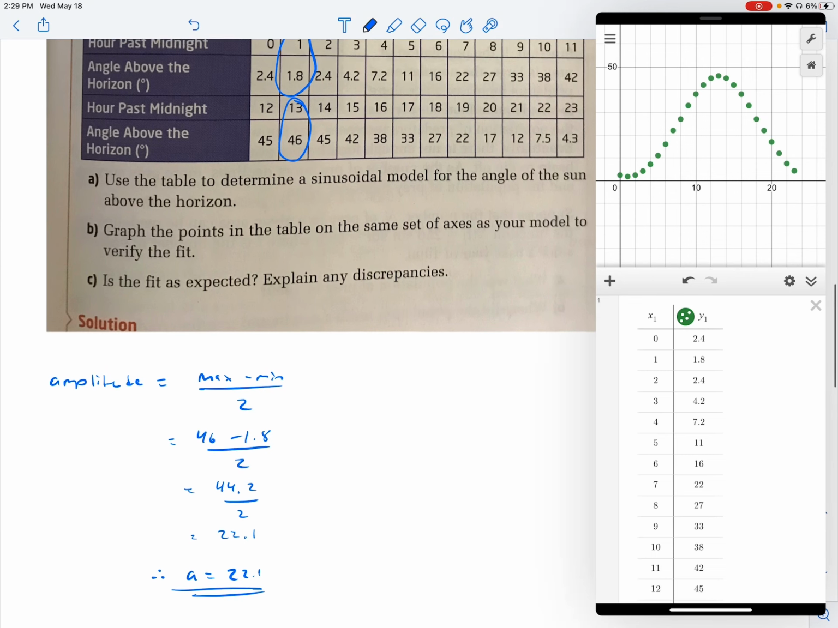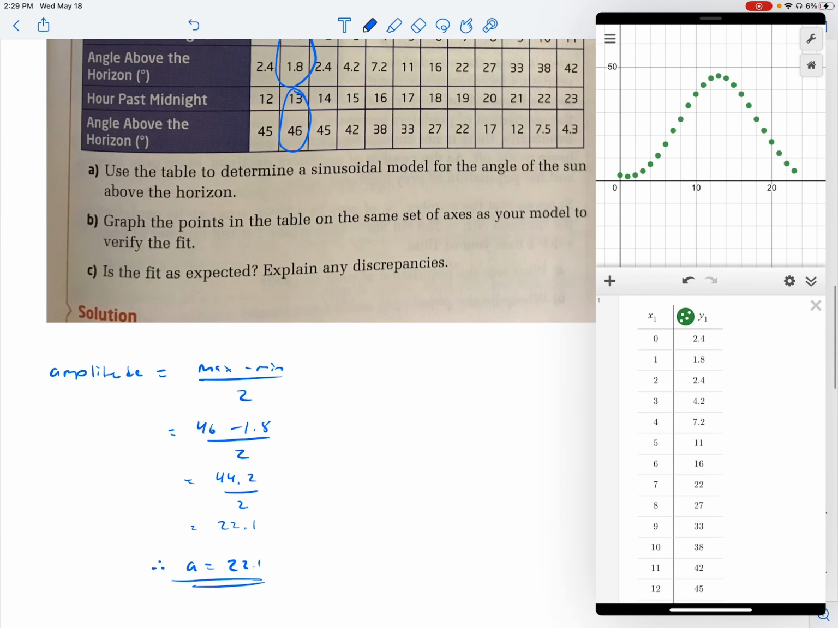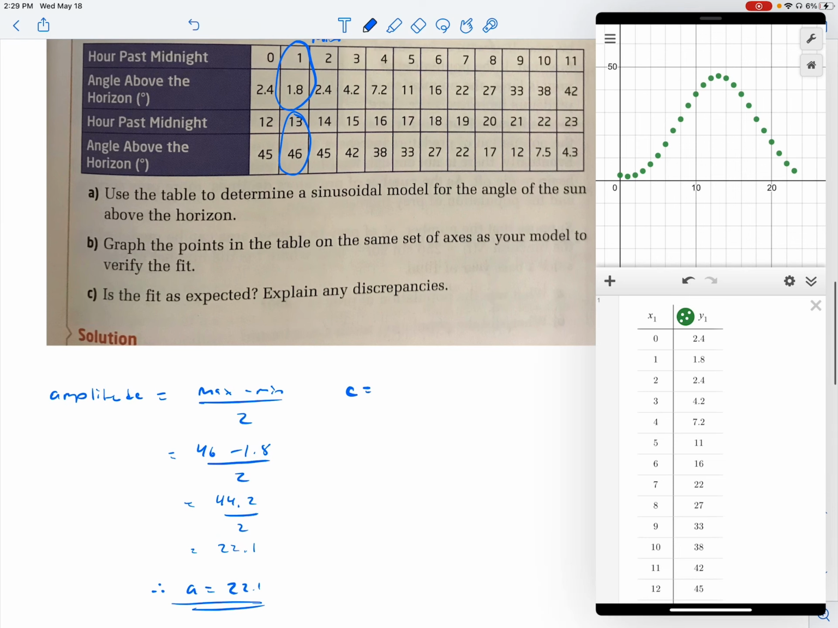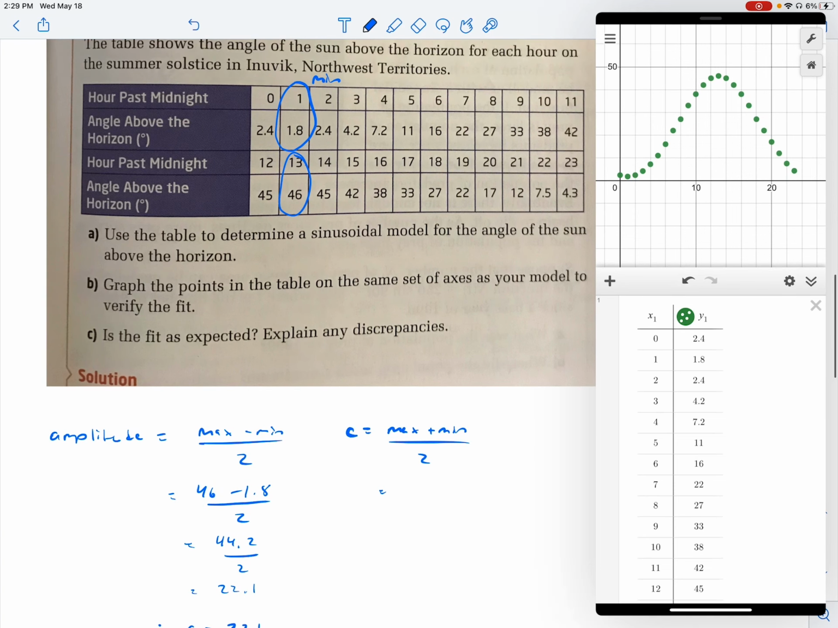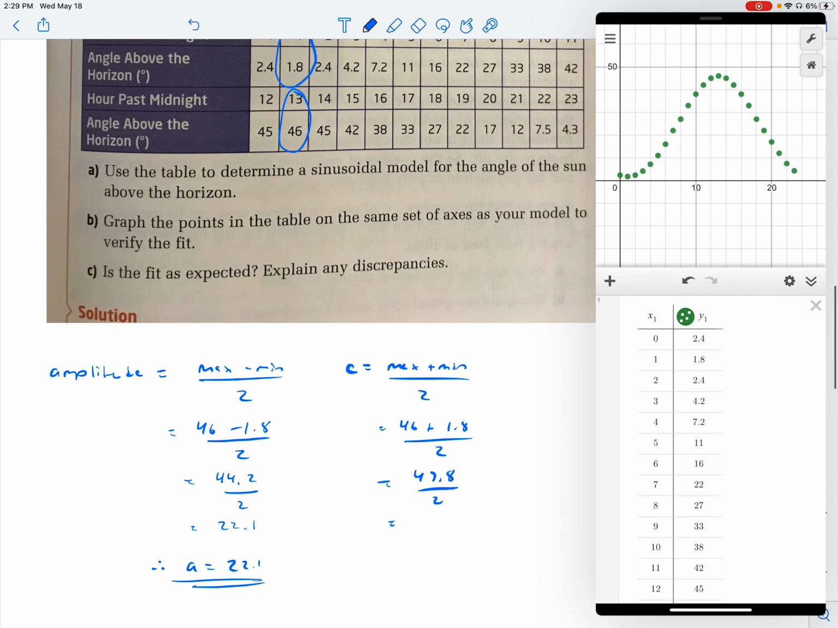Okay, we're getting our equation started here. The center line C, that's always the middle value. So what I do is I just add the max and min together and divide by 2, so it finds the average. 46 plus 1.8 over 2. That's 47.8 over 2, which is 43.4.